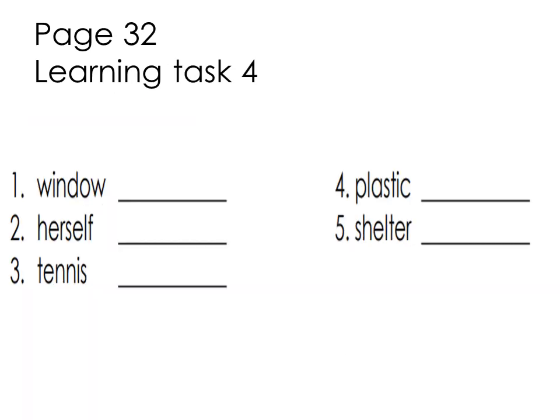So now, let's do this page 32 learning task 4. So for this time, we are going to syllabicate these words. We are going to separate the sounds from one another. Okay? So get your notebook. Just write page 32, learning task 4, and answers only. Then write 1, 2, 3, 4, 5, and just write your answer.